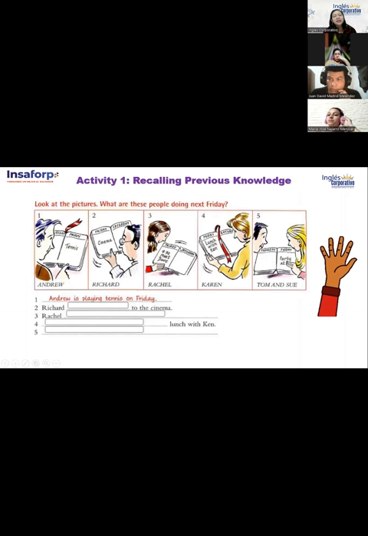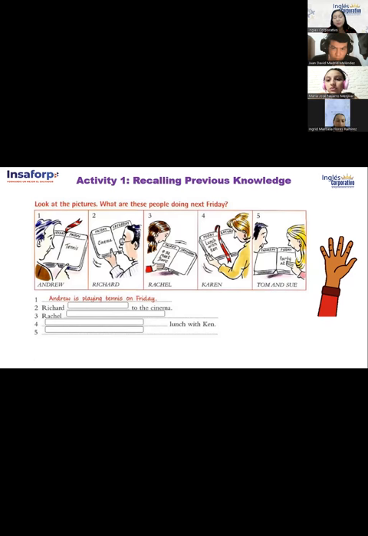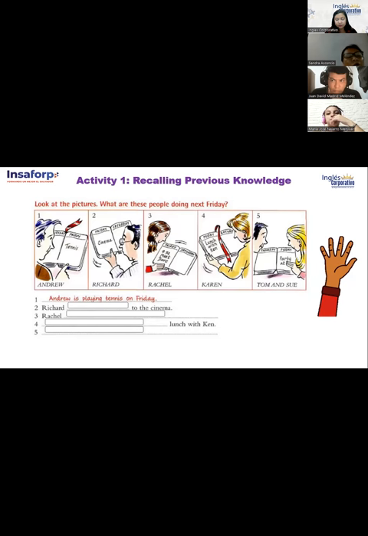So look at these pictures and tell me, what are these people doing next Friday? We have Andrew, Richard, Rachel, Karen, Tom, and Sue. Okay, five pictures, and you have to complete here. So take a moment to look at the pictures and tell me what these people are doing next Friday. We have the example: Andrew is playing tennis on Friday. That's what he has in his agenda for Friday. Now, what about Richard? Excuse me, can you repeat? Richard is reading the book.